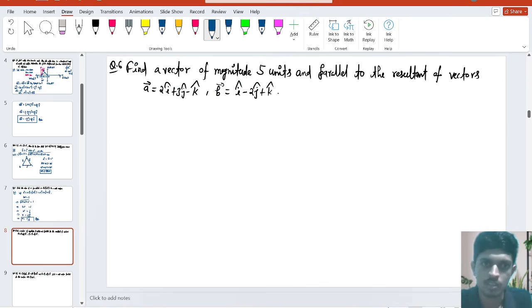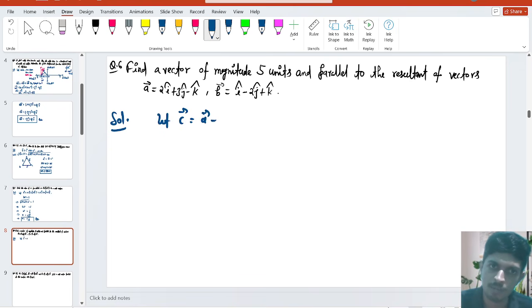Coming to the next: find a vector of magnitude 5 units and parallel to the resultant of the vectors. The solution: we first need to find the resultant of the vectors. Suppose let vector C be equal to vector A plus vector B.